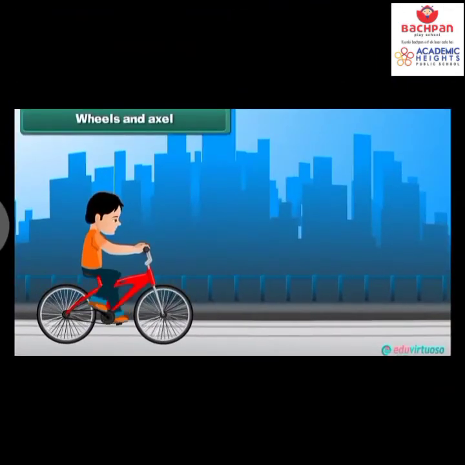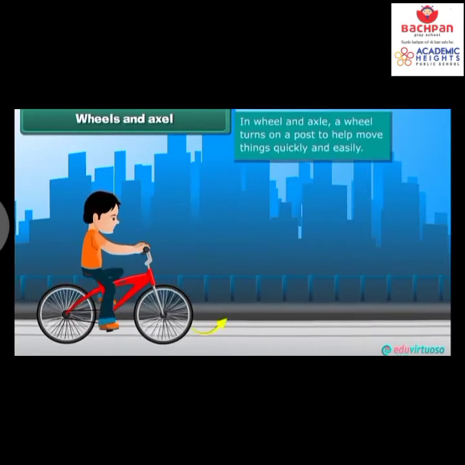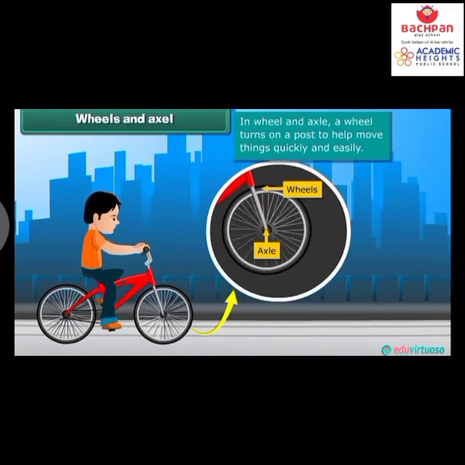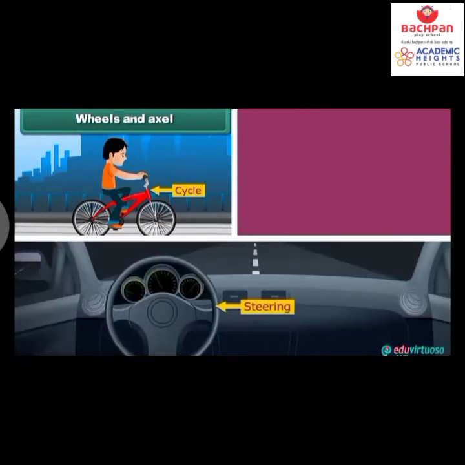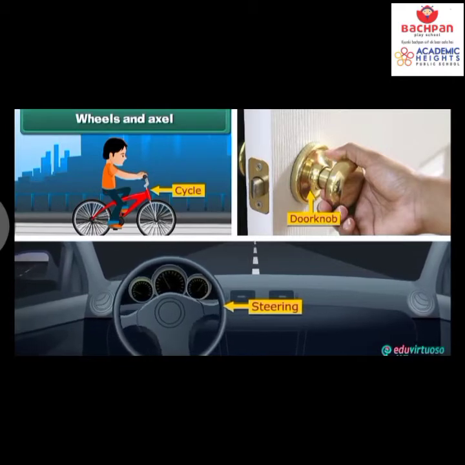So, dear students, let's talk about the wheel and axle. Have you ever gone for a cycling? Yes? Then how does it work? It works on a wheel. Wheel is attached to a rod and also there is an axle. So, children, a wheel and axle turns on a post to help you drive, isn't it? So, cycle, doorknob, steering of a car, even a sewing machine are the examples.